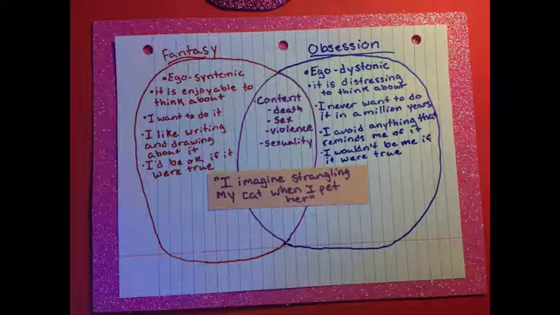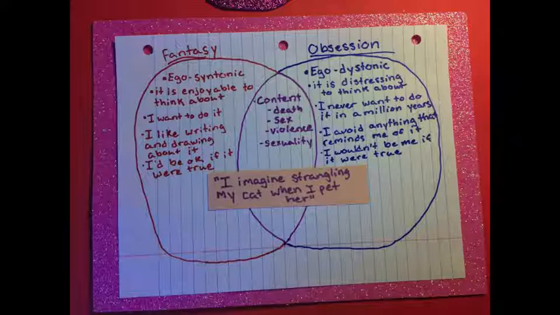Okay, so take the thought, I imagine strangling my cat when I pet her. Somebody who's fantasizing about this enjoys thinking about strangling their cat. They pet their cat and their hand lingers at the cat's neck and they imagine squeezing, and they like that. They might watch videos about animals being injured, and for them it's really a daydream. This is somebody that you can go ahead and think Criminal Minds and Psychopathic Triad. That's somebody having a fantasy.